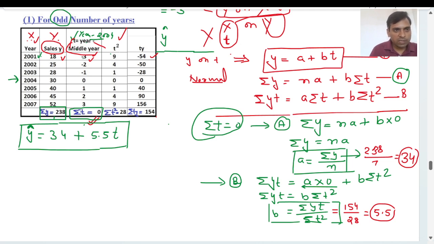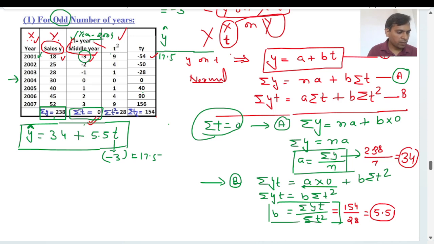So for the first year, 2001, the value of t is minus 3. When we put t equals minus 3 in this equation, we will get 17.5, right? So the predicted value for this is 17.5. In that way we can find the other values also.